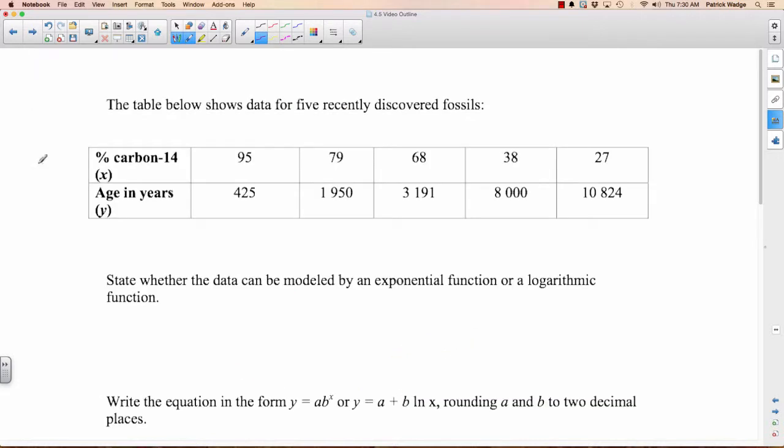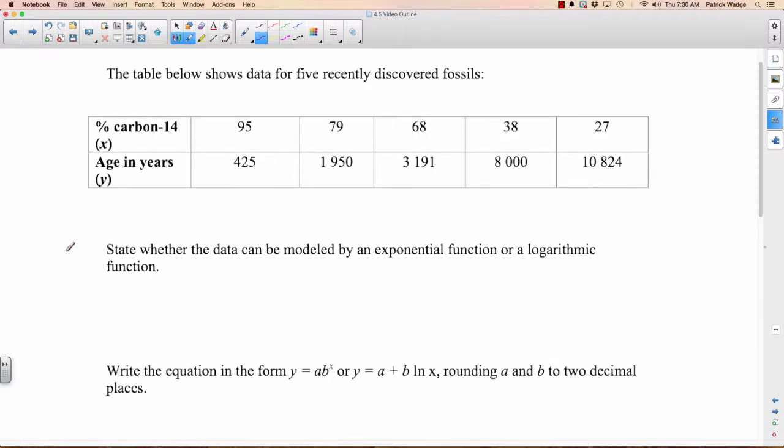Okay, we have one other question to go. We're going to do this one in about a third of the time because we're going to use Desmos this time. It's so much faster. So the table below shows data for 5 recently discovered fossils. Remember we did a question like this before with carbon dating.